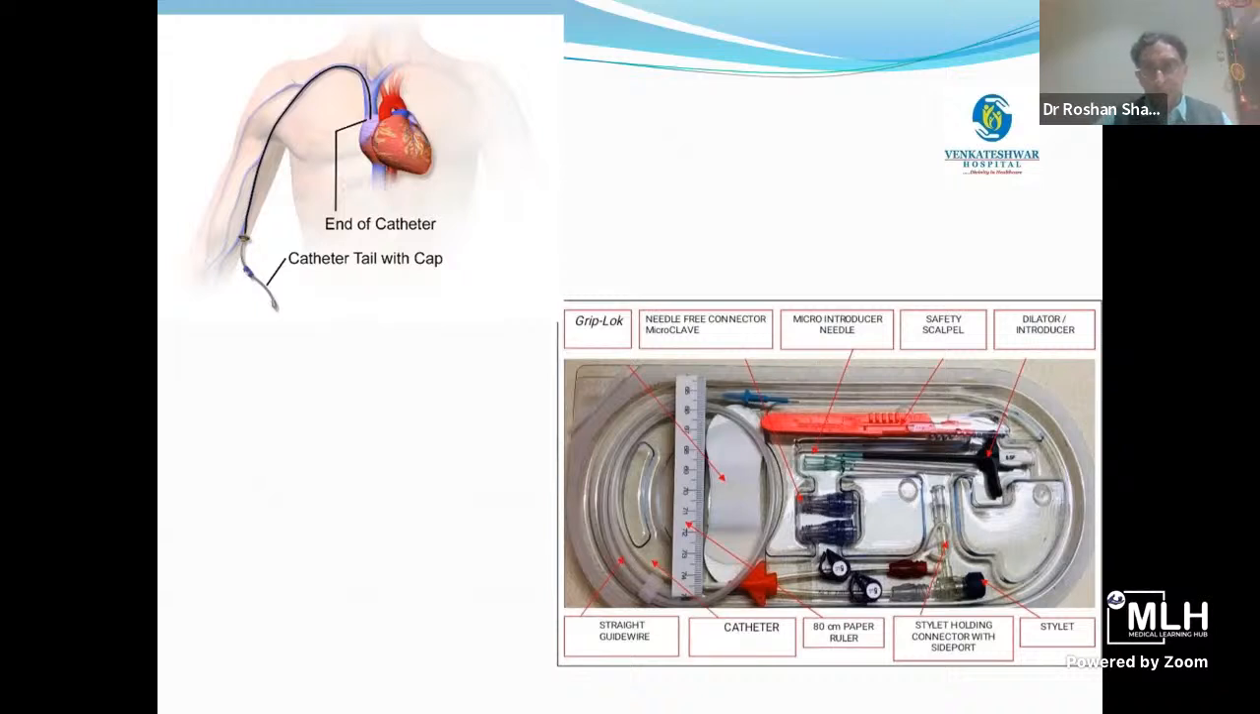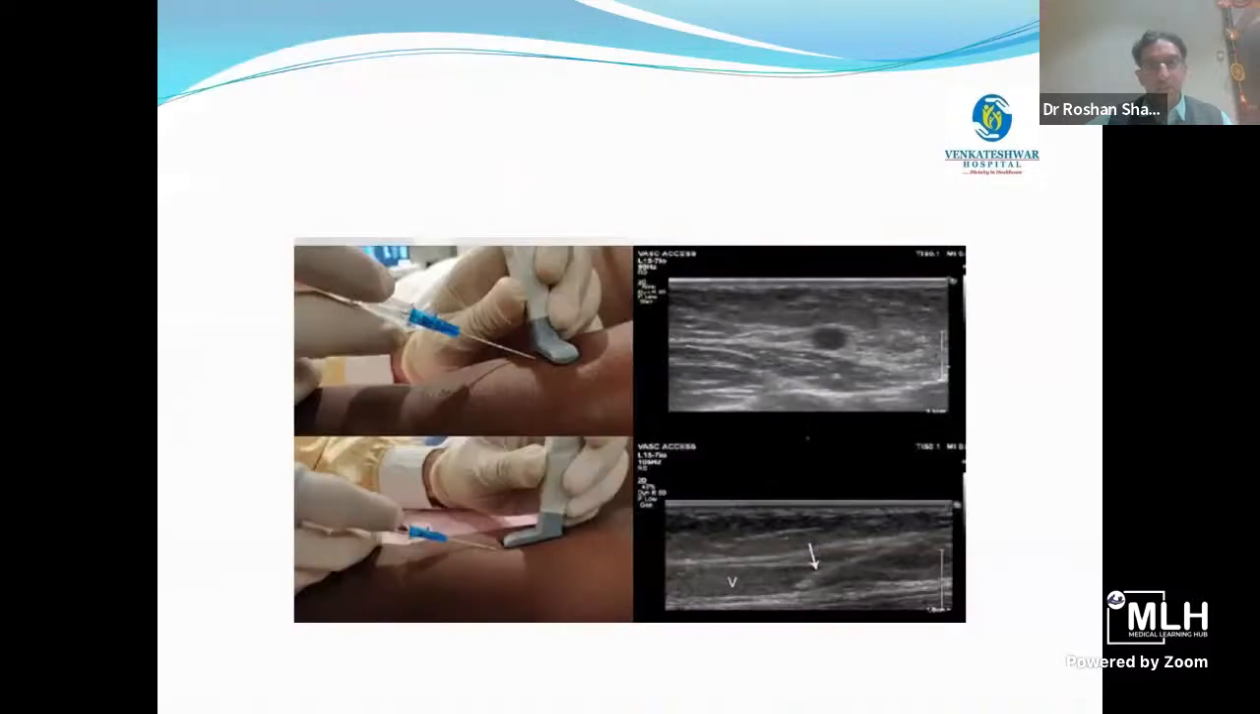This is your PICC line kit. We have a puncture needle. As sir has told, we give the puncture under ultrasound guidance. This is the puncture needle inserting into the vein. After puncture, the guide wire is placed through this needle. Through the guide wire, a dilator is put to dilate the track. After that, we remove the dilator and the needle.